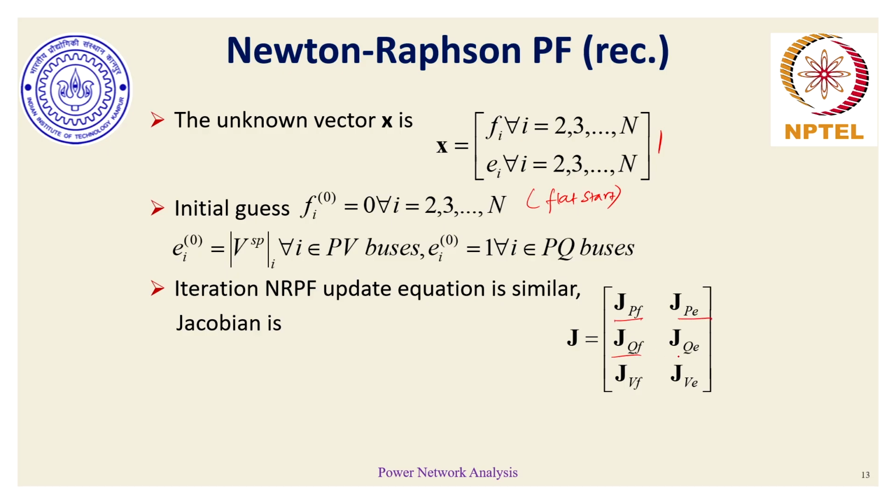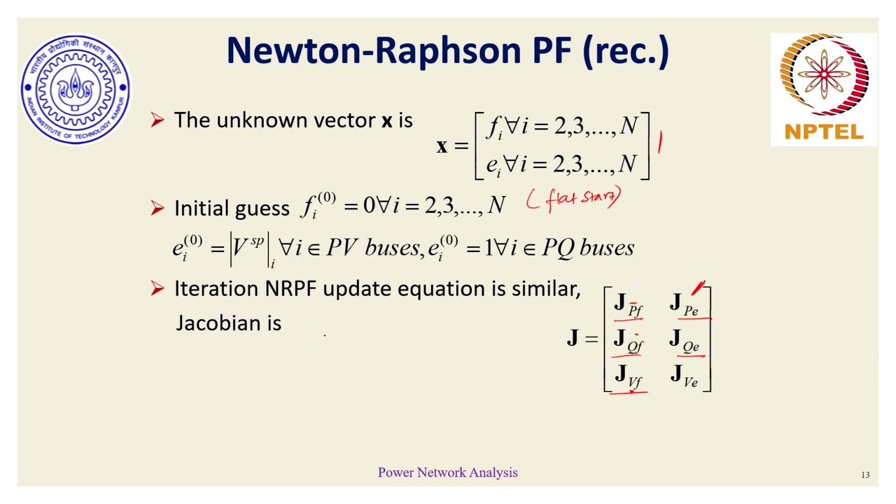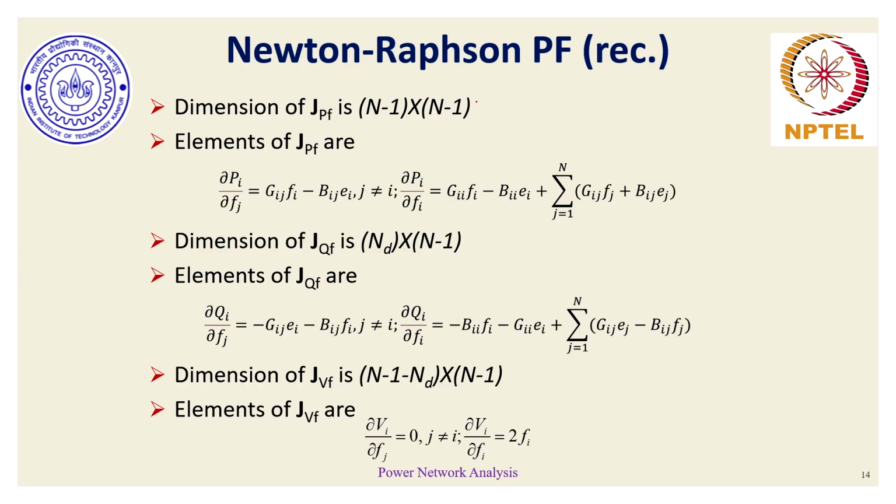So we have 6 submatrices. JPF pertains to the partial derivative of real power with respect to the imaginary part of voltages, JPE pertains to the partial derivative of real power equations with respect to the real part of voltages. And since P, Q and the voltage expressions are known in terms of quadratic expressions, we can easily find those derivatives. The convergence criteria remains the same. The corresponding dimensions of these 6 submatrices are all given over here, and I request everyone to please cross-check and verify these expressions with respect to the previous forms of P's and Q's and the voltage expressions given over here.